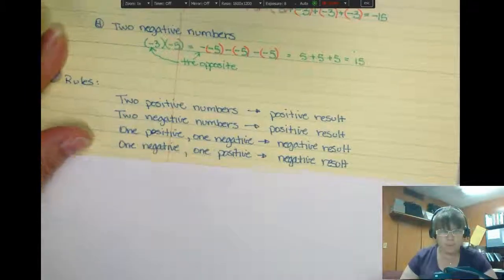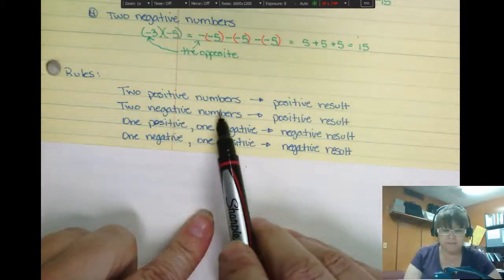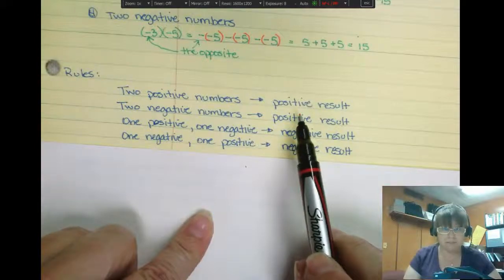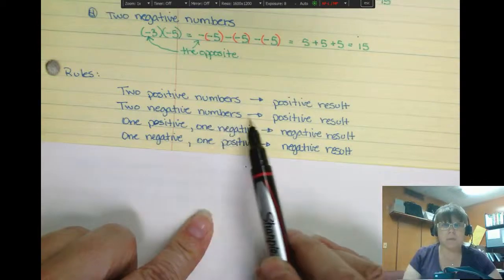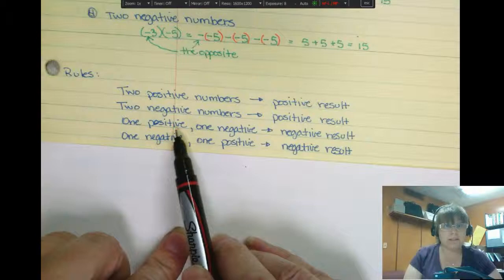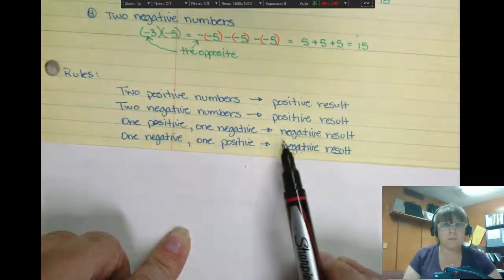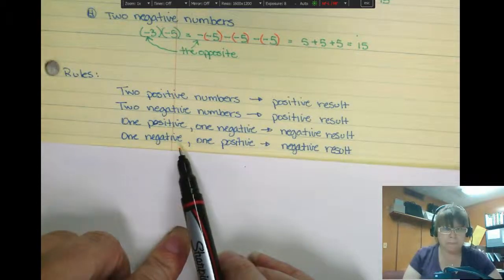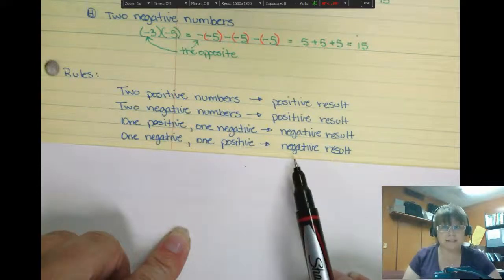Now here are some rules that we can follow. If we have two positive numbers and we multiply them, our result will be positive. If we multiply two negative numbers, our result will be positive. If we have one positive number and we multiply it by one negative number, our result is negative. If we have one negative number and we multiply it by one positive, our result is negative.